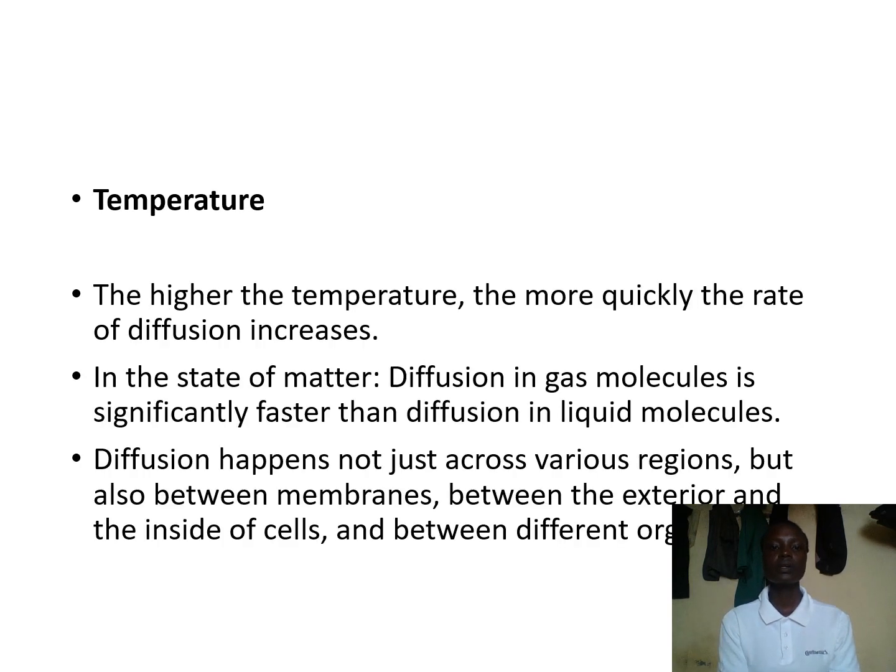This means that the higher the concentration of the solid, for example, or the gas, the higher the rate of diffusion. Let's look at the temperature. The higher the temperature, the more quickly the rate of diffusion increases. In the states of matter, diffusion in gas molecules is significantly faster than diffusion in liquid molecules. Diffusion happens not just across various regions, but also across membranes, between the exterior and the inside of the cell, and between different organelles.